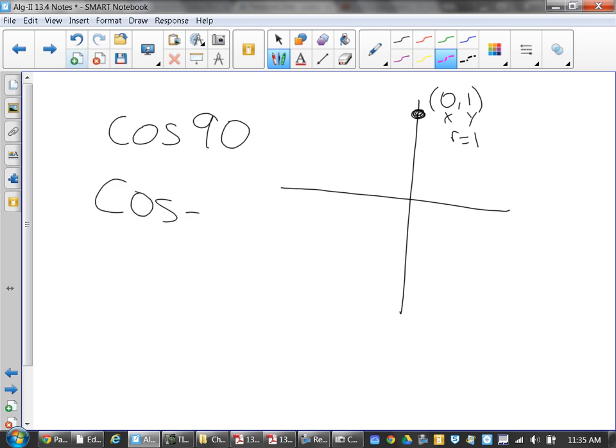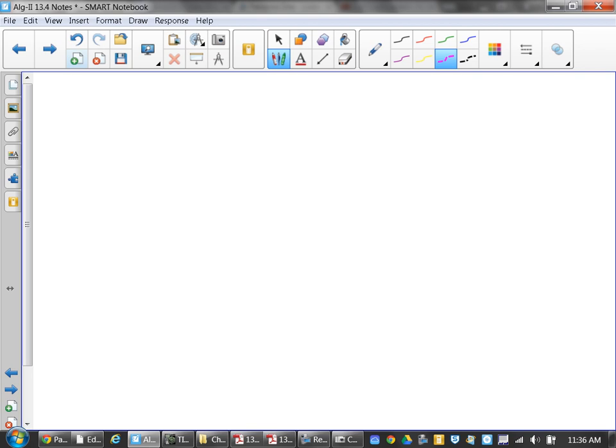Cosine is x over r. At 90 degrees, what's your value of x? What's your value of r? What's 0 divided by 1? That's fine. It's 0. Does that make more sense? Yeah. Because then for sine, your y value is 1, your r value is 1. Sorry, no, it's a good question. Quadrantals are weird to get accustomed to.